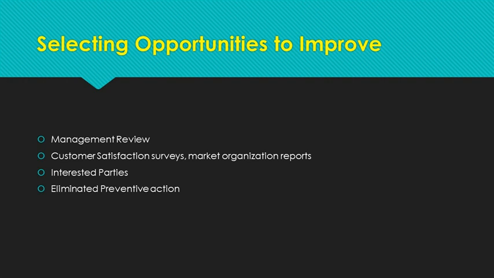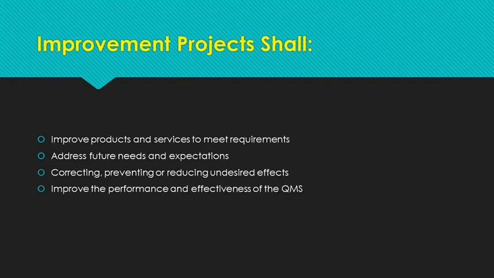Preventive actions are eliminated because most preventive actions can either be broken down and called an improvement to the process and the quality management system, or an improvement to the part of the corrective action. Now, improvement projects have some requirements. They shall improve the product or service to meet requirements. So if you're not meeting what you had said you were going to do, then the improvement project is going to make sure that you do. Or an improvement project may address future needs and expectations.